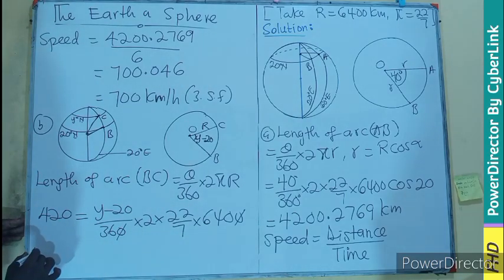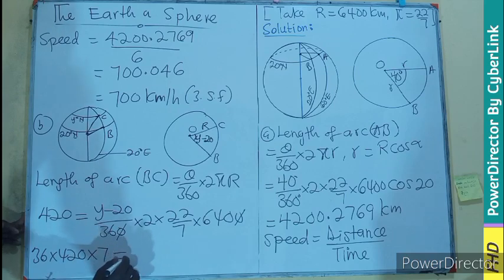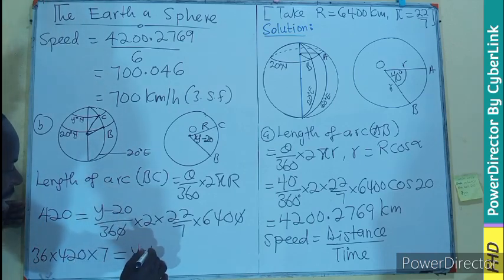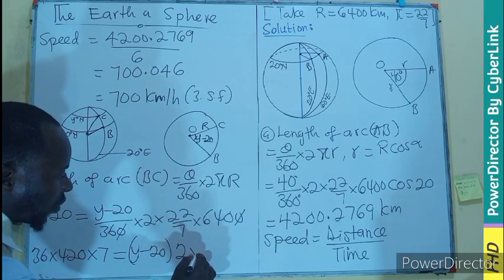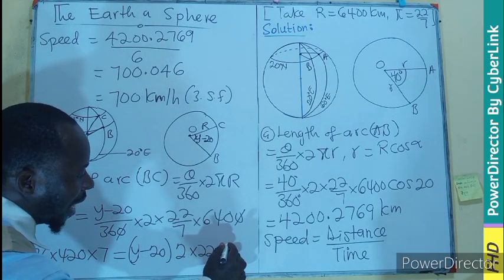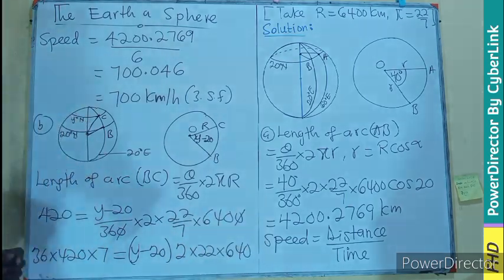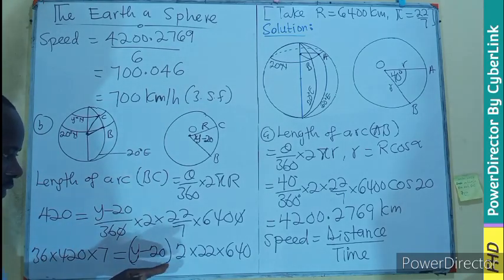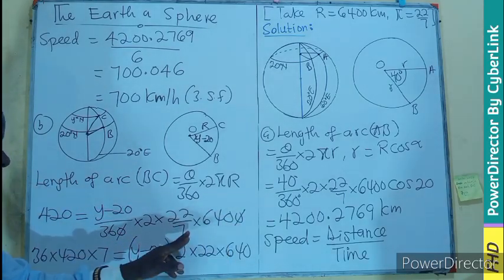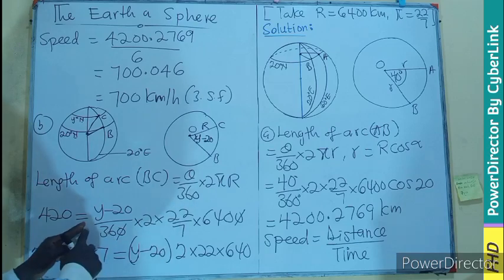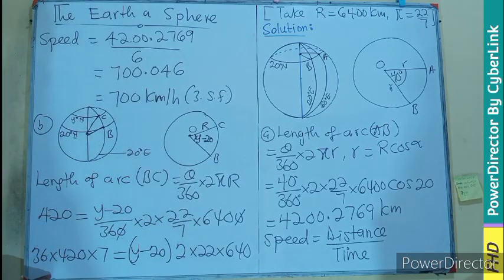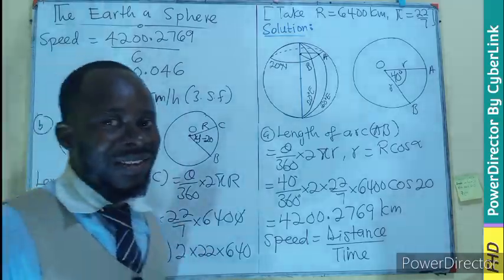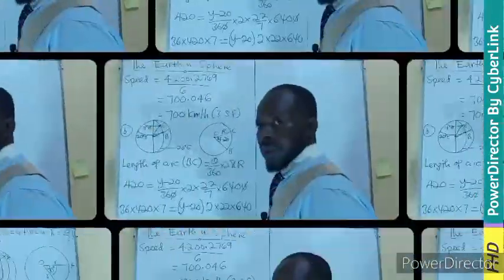So that means 36 times 420 times 7 will give you y minus 20 multiplying 2 times 22 times 640. Did you get that? This 10 is cancelled. This and this are multiplying. So if I multiply here, 36 will cancel, 7 will cancel. That is why they are in this place. So now let's expand and see how that will lead us.